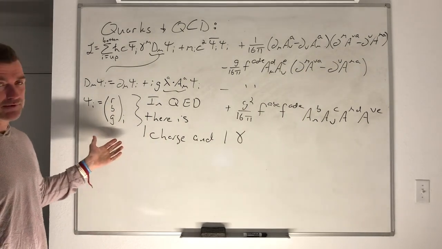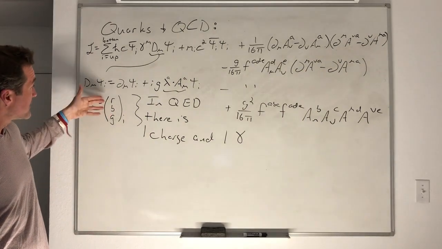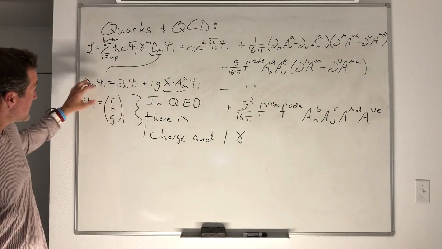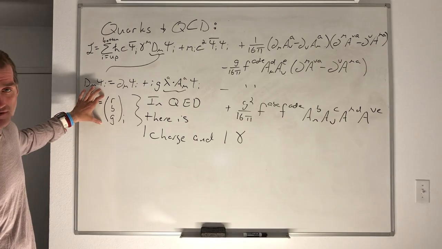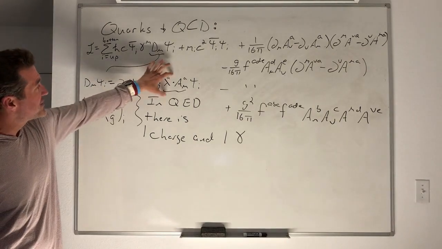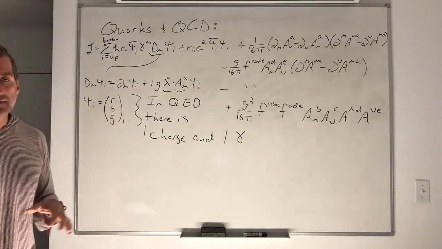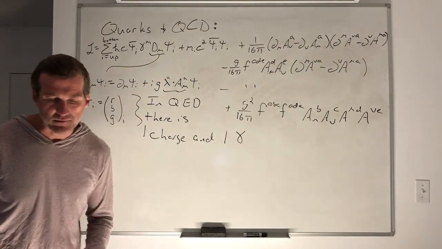Well, here's an example of when they're not the same. In SU(3), you get a three-component fundamental representation, which is just the three colors, but you get eight gauge fields, okay? So there's no reason why these numbers have to be the same.